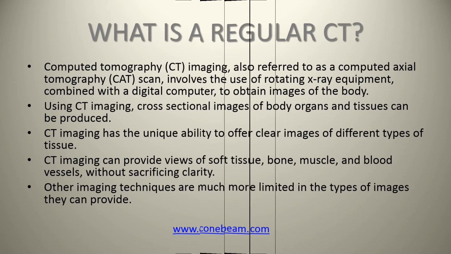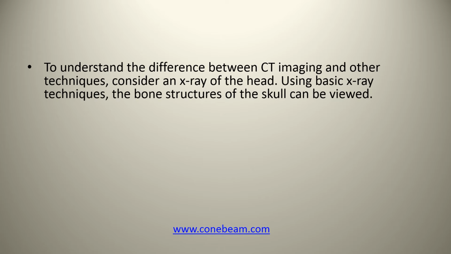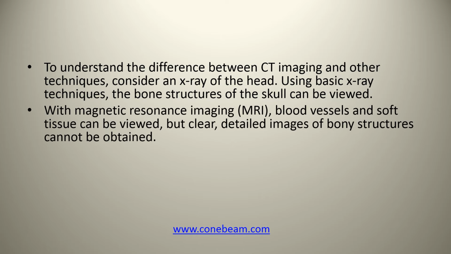These are all true. And going back to the last point, what you need to realize is that you can provide views of soft tissue, bone, muscle, and blood vessels without sacrificing clarity. But remember, when you want more clarity, it means a higher radiation dose for the patient. To understand the difference between CT imaging and other techniques, consider an X-ray of the head using basic X-ray techniques. The bone structures of the skull can be viewed. With MRI, blood vessels and soft tissues can be viewed, but clear, detailed images of bony structures cannot be obtained.